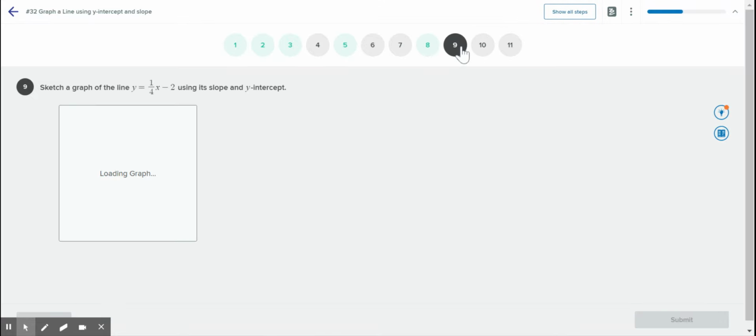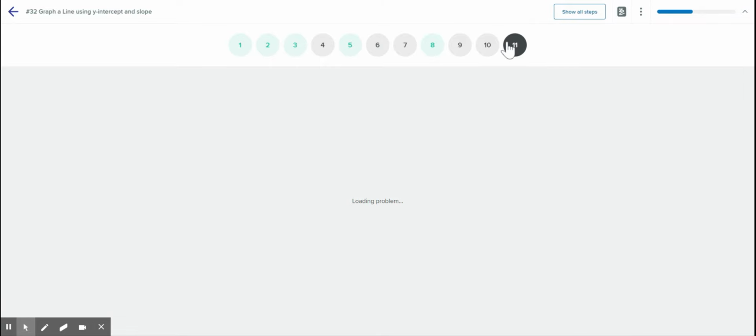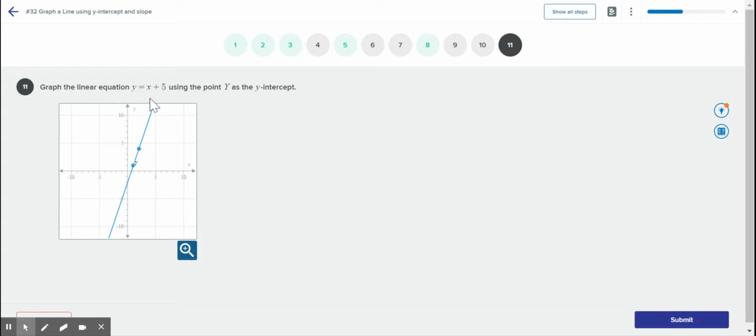All right, so I think the rest are pretty much the same. Okay, the y-intercept is going to be -2. The slope is up 1 to the right 4. Let's see the next one. Yep, same idea. The y-intercept is -2, and the slope is up 1 over 2. And this one, there's no number in front of the x. That means the slope is 1. So the y-intercept is 5. You start with that. And then the slope is 1, so up 1 to the right 1.